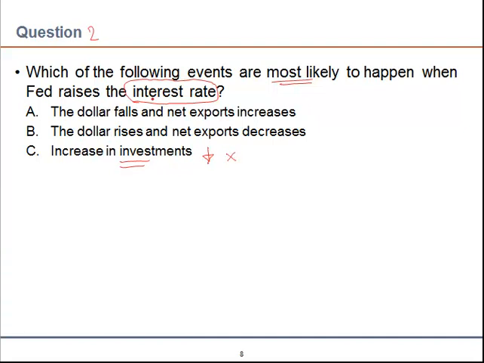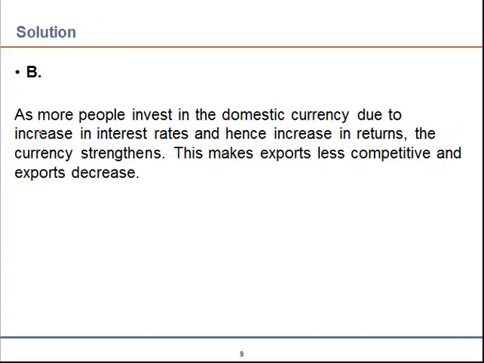Now as interest rate has increased, people will get more returns by investing in the local currency, and hence there would be appreciation of the dollar. So the dollar rises, and as there is appreciation in the dollar, the exports will become less competitive, and hence net exports will decrease. So option B says the dollar rises and net exports decrease. This is the right option when there is an increase in interest rate by the Federal. So option B is the right option here.